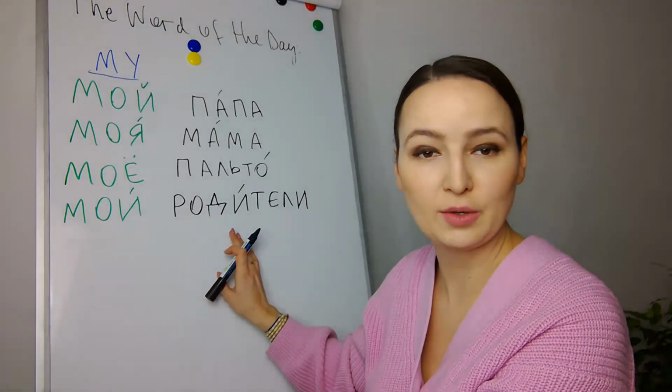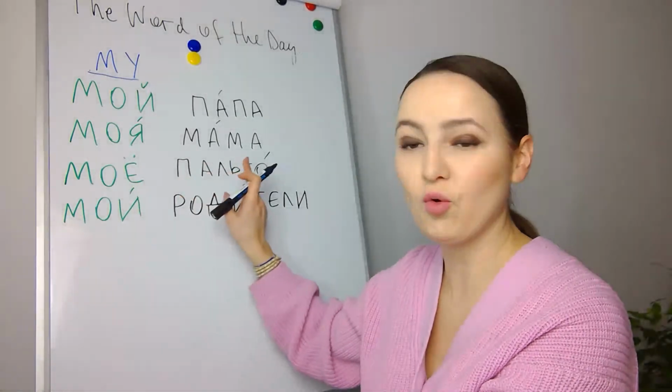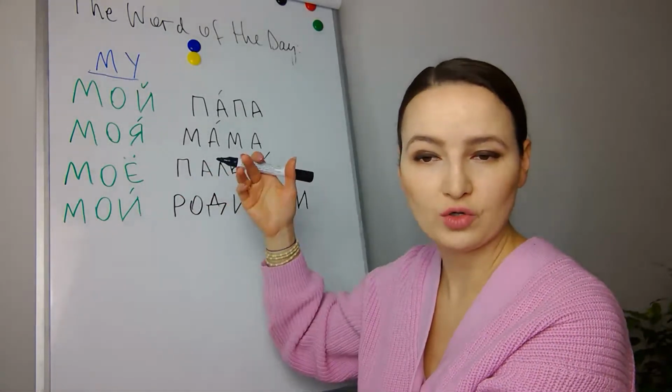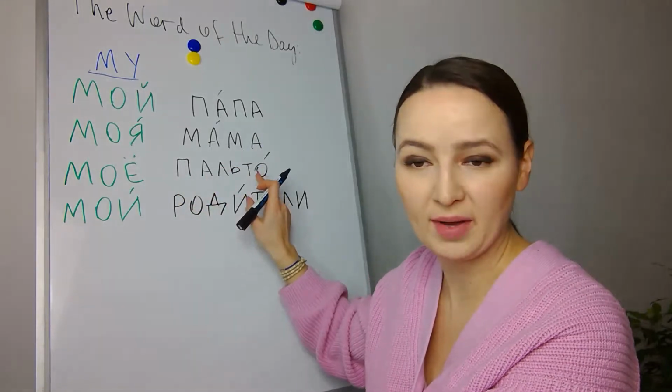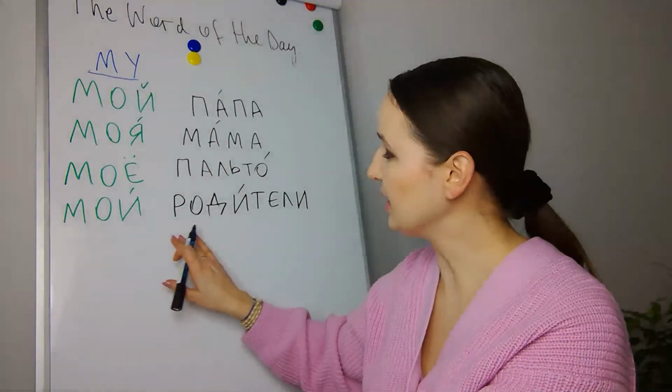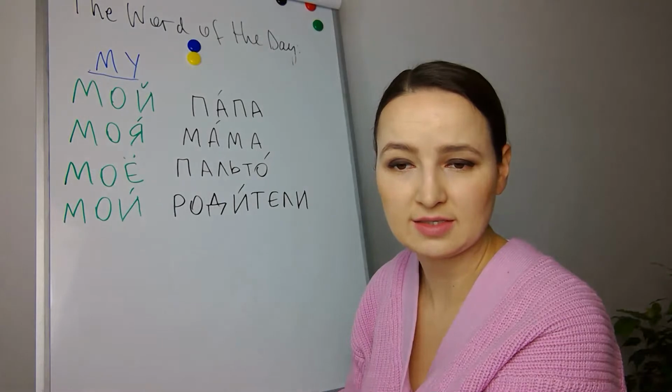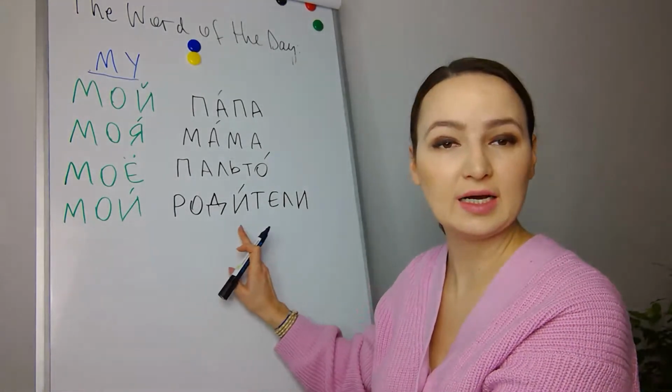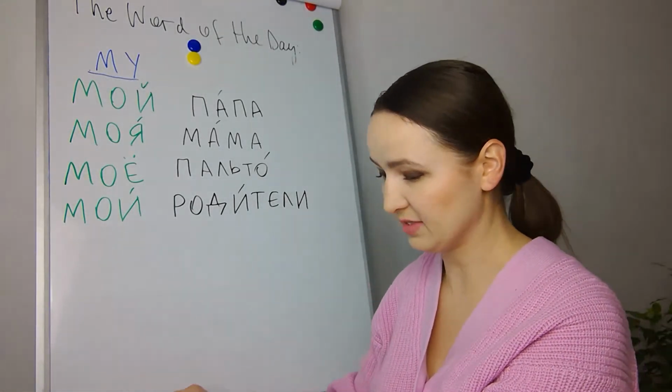Мои родители, my parents. Моё пальто, or моё счастье, my happiness. Мои очки, my eyeglasses. Here we have мои родители, my parents.